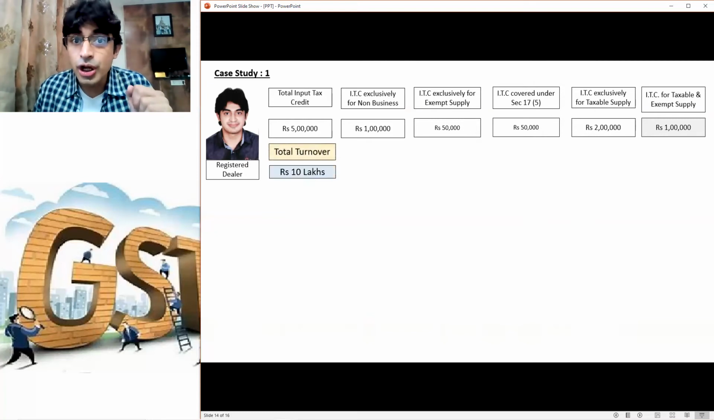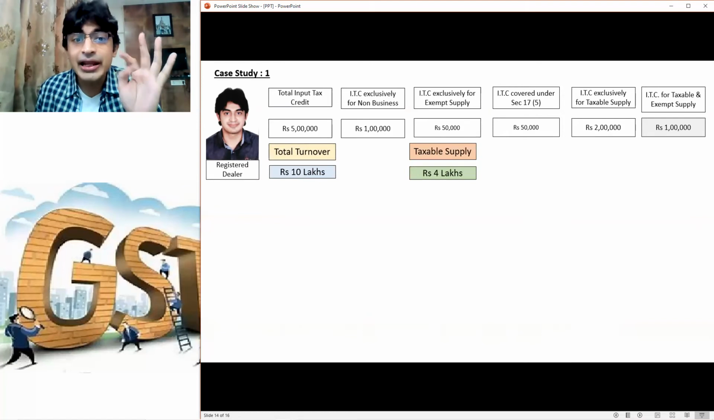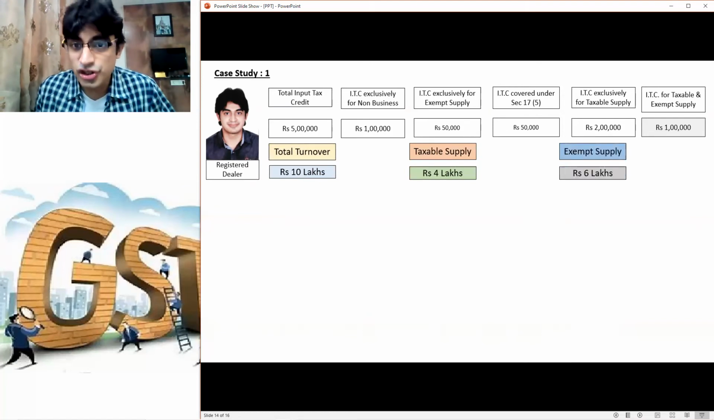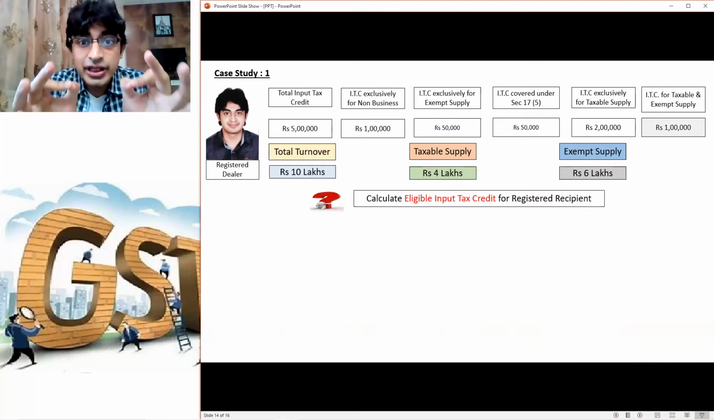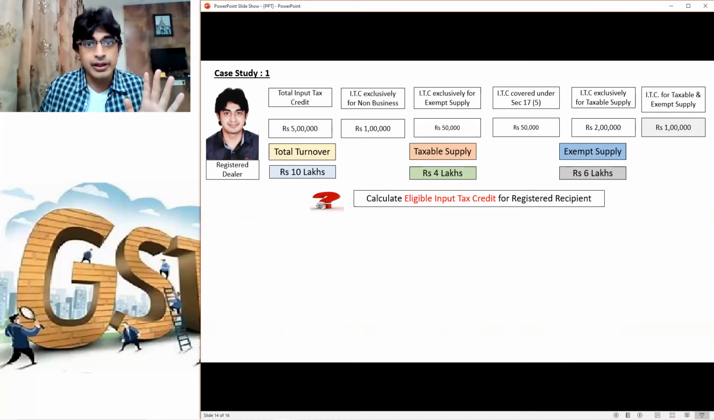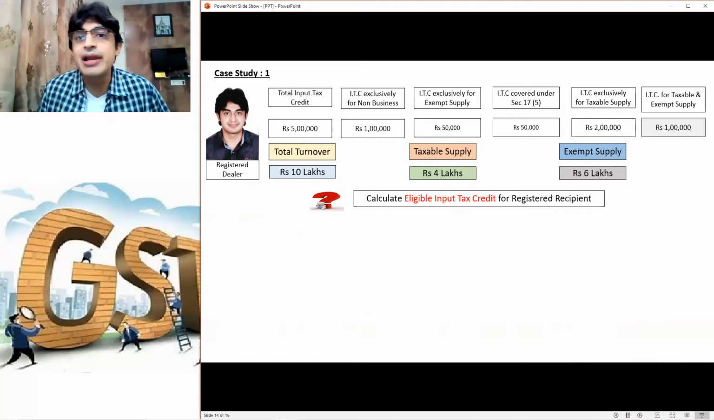Now, total turnover for the month is 10 lakh rupees. Taxable supply is 4 lakh and exempt supply is 6 lakh rupees. So every bifurcation is given to you. Now we need to calculate how much is the eligible ITC that I can take for this particular month. I cannot take the entire 5 lakh. How much out of 5 lakh shall be eligible ITC?